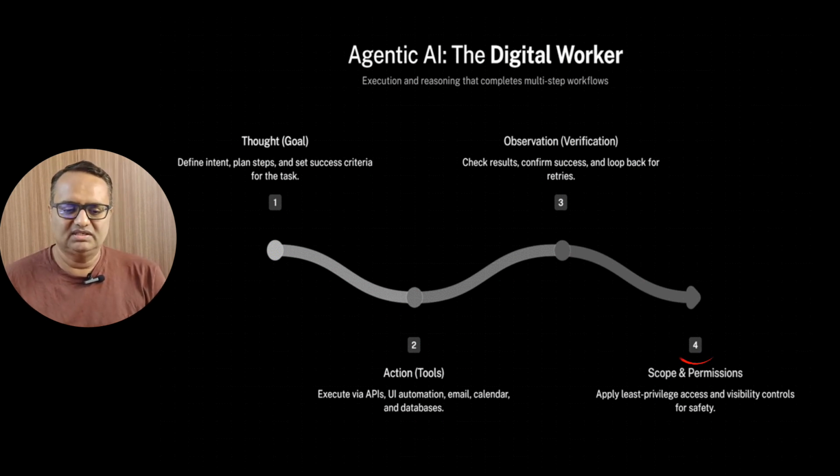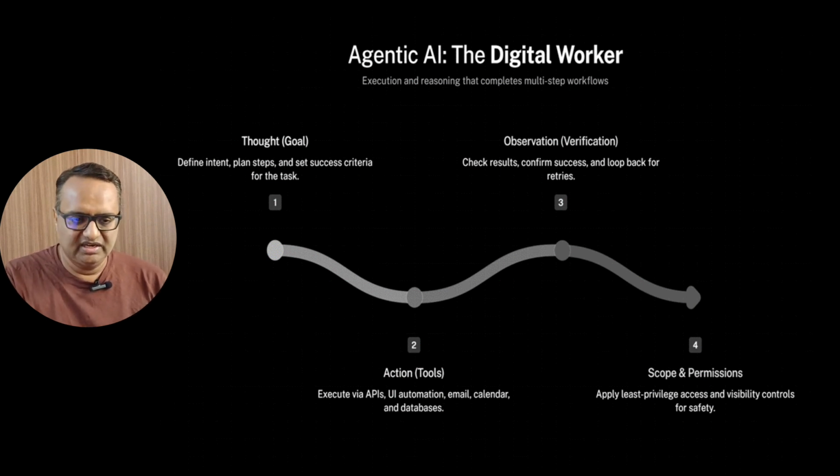The fourth part is scope and permissions, where this agentic AI has to work within some controls. It can't go and refund any person more than 5,000 rupees, or anywhere there is some ambiguity whether a refund has to be done or not. So there are some controls that have been put. So agentic AI is part of these four stages of how agentic AI works.